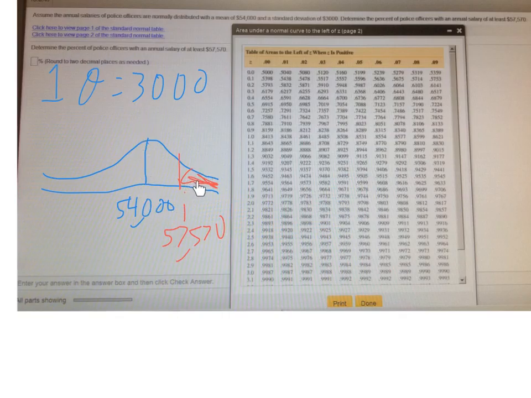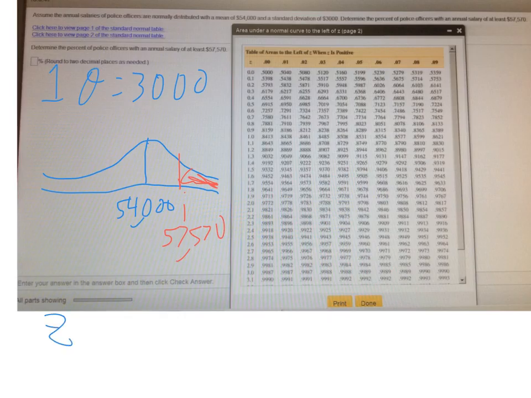To find this area, we need to use this table. To use this table, we need the z-score. If you have the mean and the standard deviation, we can calculate the z-score so we can use our table. How do you do that? You subtract these two values and divide by the standard deviation. That will standardize this and give us a z-score.